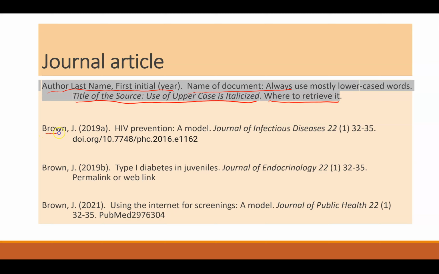The first one has the author and a date, and we'll talk about the A and B in another lecture. This is called HIV Prevention, a Model, mostly lowercase letters because that is the name of the article. The journal is uppercase with italicized letters, and the first number is the volume number, and that's italicized. Then there is a number in parentheses and pages. The volume number and pages come from each article, and they're different for each article.